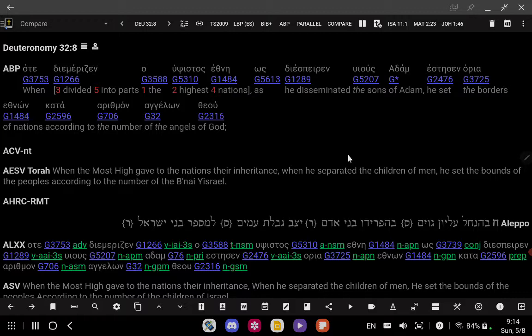Let's see. I'm just looking at my notes real quick, making sure I didn't miss anything. But here you can see that the Greek, the Septuagint, reads according to the number of the angels of God. So that's a big difference. Angels versus the sons of Israel. That's what you have here, the B'nai Israel, and that's what you're seeing here in the Aleppo Codex.